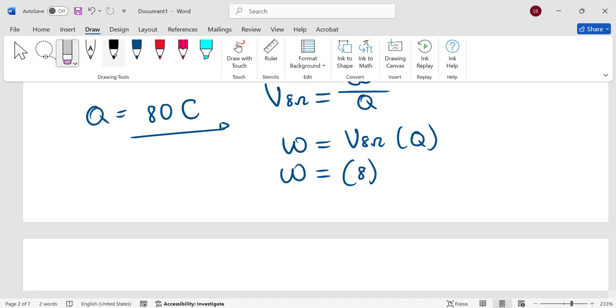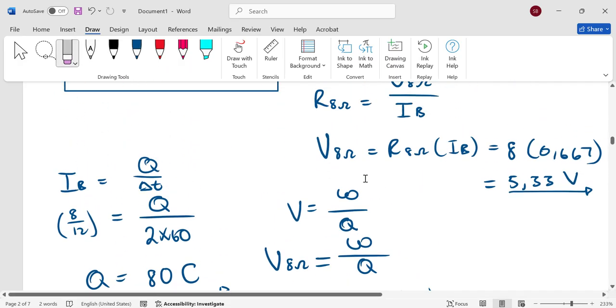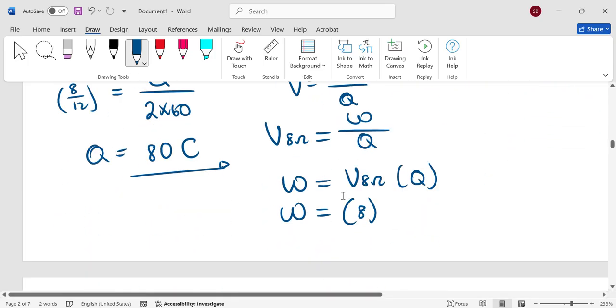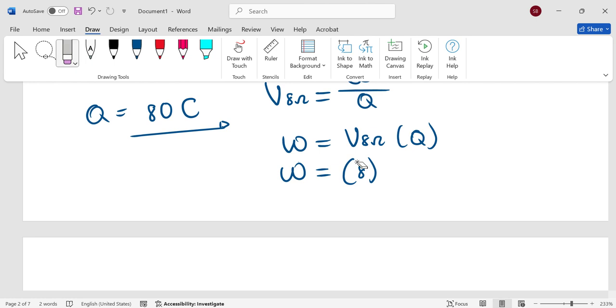What I mean by that is that if you look at this, remember this is IB, and IB is a fraction, something like 8 over 12. So that would be 8 times 8 is 64, so that's 64 over 12. That's what V of the 8 ohms is. So V of the 8 ohms should be 64 divided by 12 times 80. And that should give me an answer of, let me see, 64 divided by 12 multiplied by 80.